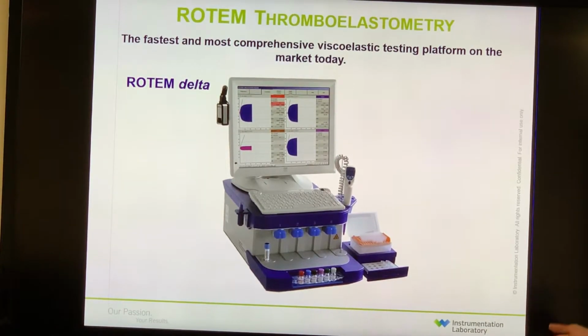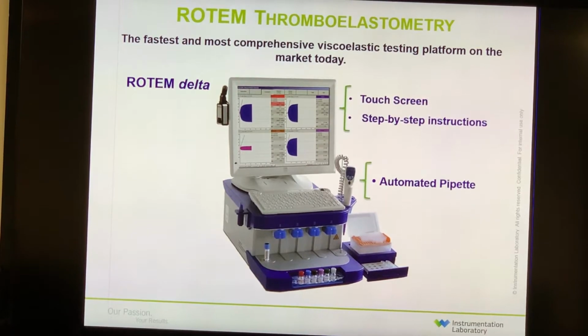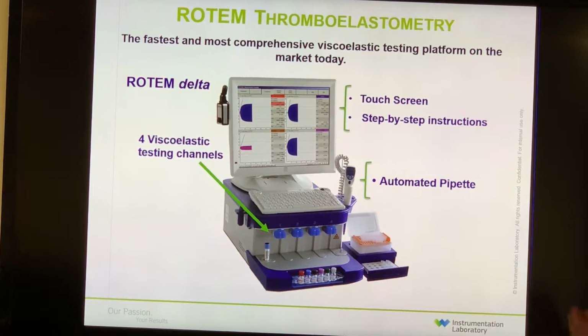So this is the device itself. I believe you guys will have one device in the lab. Once the sample gets to the lab, you guys will be walking the sample to the lab. It's touchscreen, step by step. It is an automated pipette, so it really should only take the tech a couple of minutes to get everything up and running. There's 4 testing channels because we have the 5 assays that are designed to be used in combination. So really it's, at the very least, they're always going to be running at least 2 channels.